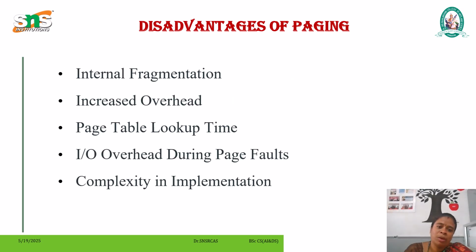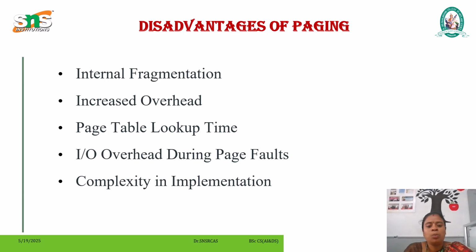Next one, disadvantages of paging. First is internal fragmentation. The size of the process is not a perfect multiple of the page size. The unused space in the last page results in internal fragmentation. Next one, increased overhead. Maintaining the page table requires additional memory and processing. For large processes, the page table can grow significantly, consuming valuable memory resources. Next one, page table lookup time. Accessing memory requires translating the logical address to physical address using the page table. The additional step increases the memory access time, although translation lookaside buffers help to reduce the impact.